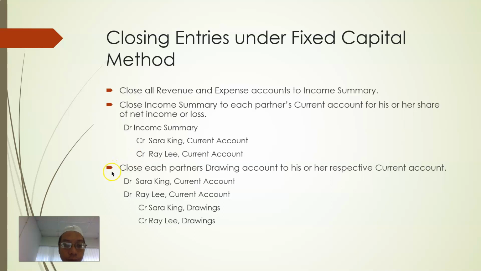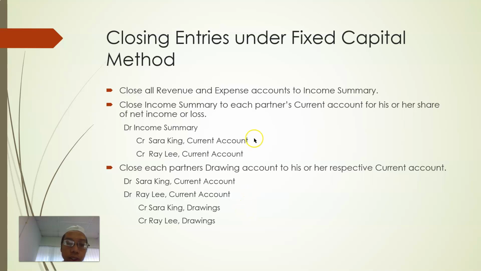The third step will be closing the drawing accounts of each of the partners into the current accounts. So transferring the drawings: debit one partner's current account and credit its own drawings, and then we will debit the other partner's account and credit its drawings. So this is how we close the entries under the fixed capital method.